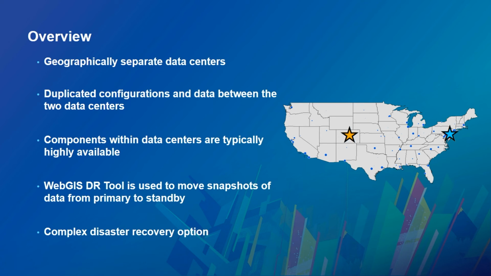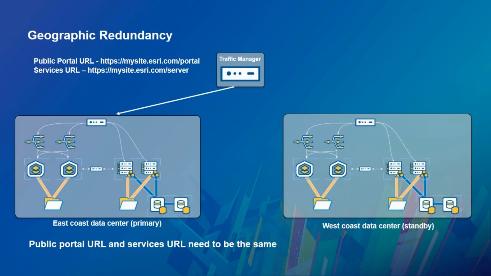So the DR tool can be used to move snapshots of data and configurations from primary to standby. And this is a pretty complex disaster recovery option. It requires duplicating the configurations and the data between two separate environments, and configuring a schedule that matches the amount of data you have and understanding how long it takes to restore. So this is one of the more complex disaster recovery options for your enterprise. I want to cover just a theoretical workflow of geographic redundancy.